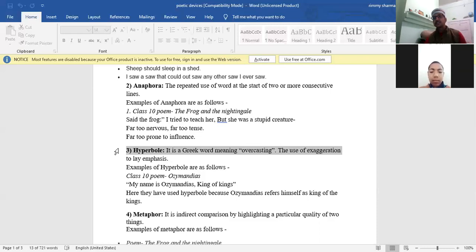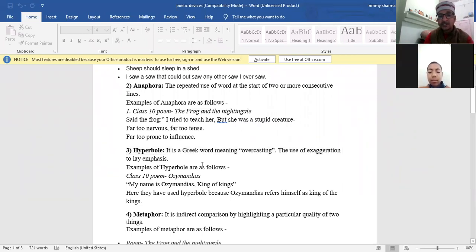Oh, showing exaggeration. Mujh se upar koi nahi. You've seen Ravan says exaggerated things. I am winner of three loks. Trilok Vijeta, nobody can defeat me. Isn't it? And that sort of a thing is hyperbole. When such a thing comes in literature, this is called a hyperbole. You understand? Hyperbole means over exaggeration.